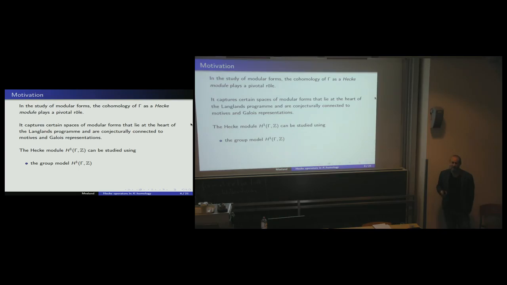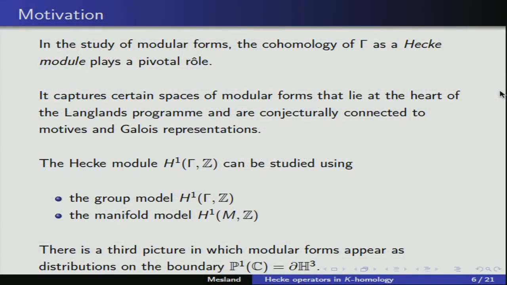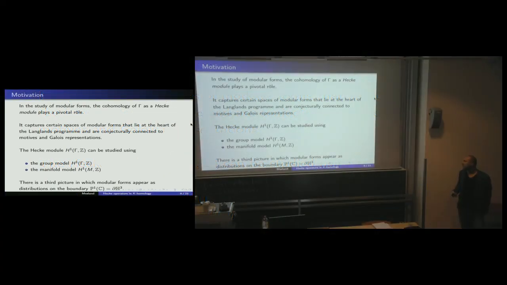You have the algebraically defined group cohomology, and you have this manifold model, which is more geometrically defined homology. And then there is a third picture in which modular forms appear as distributions on the conformal boundary. Now this is also, if you think about the upper half plane, then the real line sits at the boundary of the upper half plane.